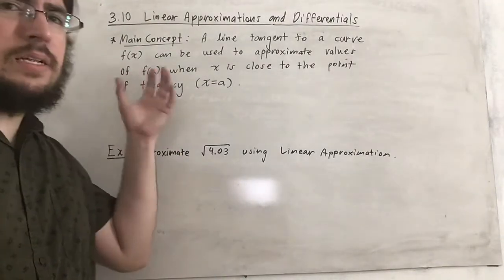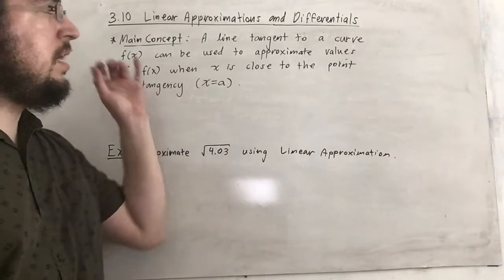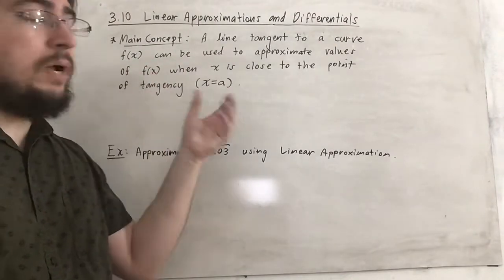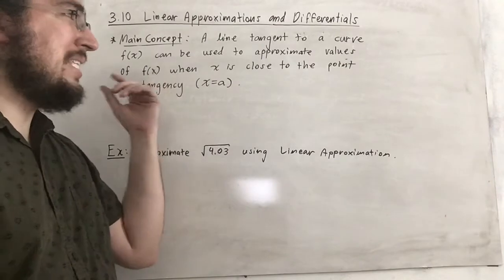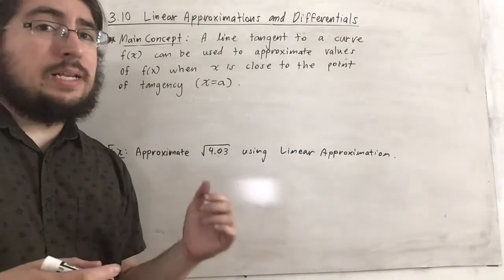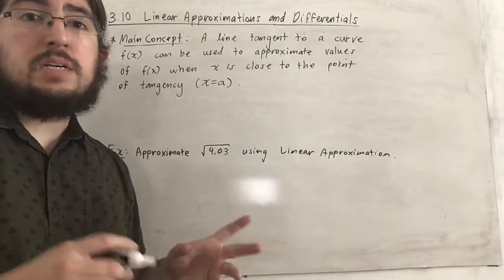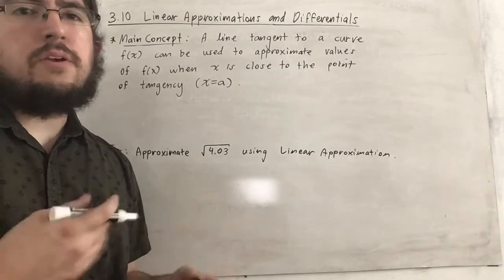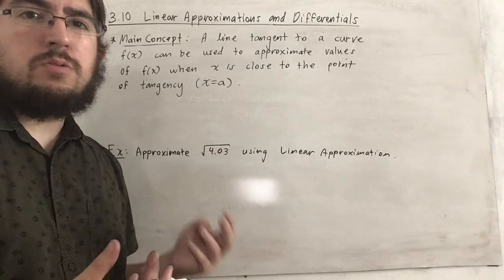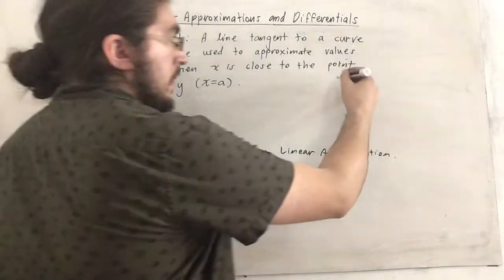And here the main concept of this section is the following. A line that is tangent to a curve f of x can be used to approximate values of f of x when x is close to the point of tangency, which we'll call its x value a. And this is actually quite useful because we're going to be approximating the function by a linear function. And linear functions are a little easier to work with, especially by hand, because all you have to do is multiply and add, basically. So the main concept is the following.